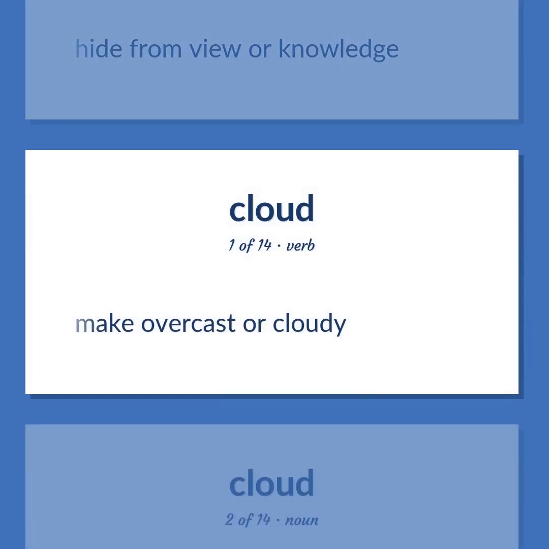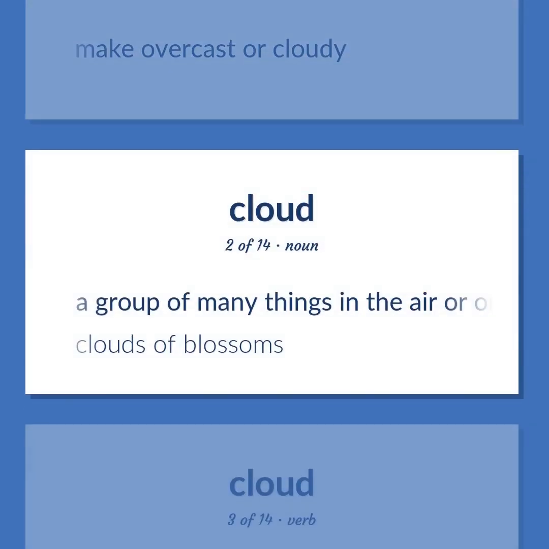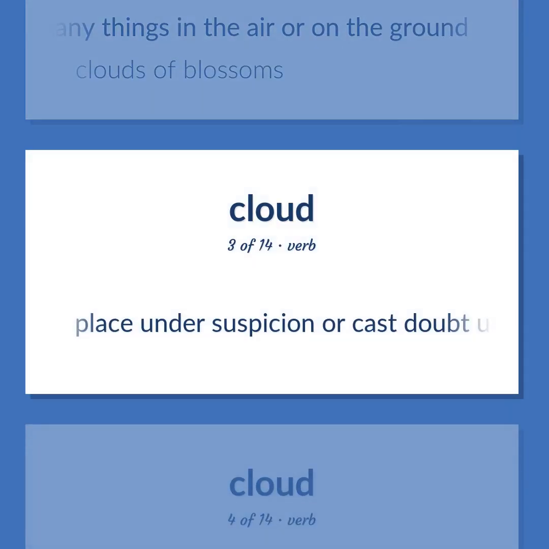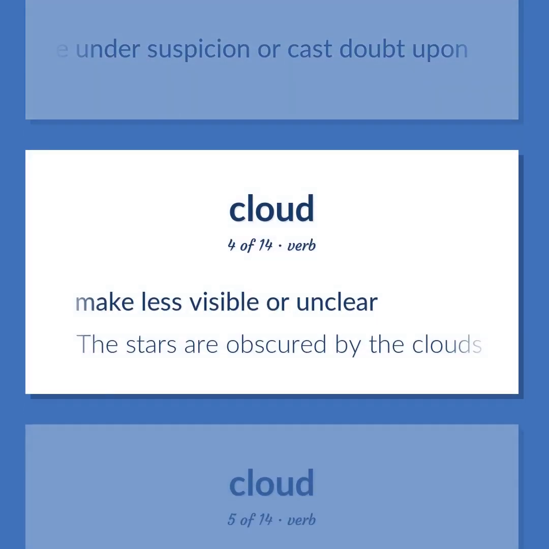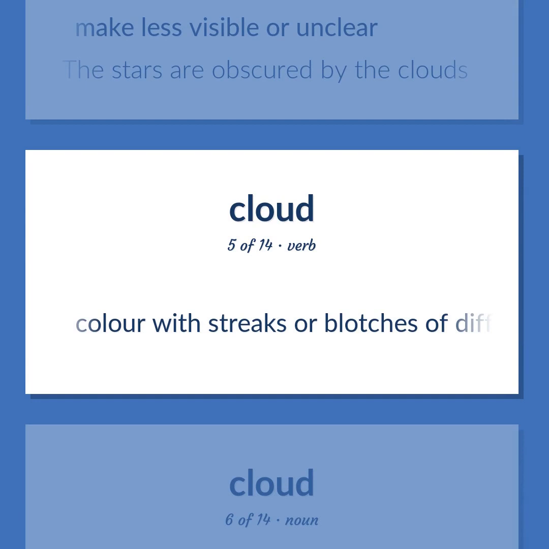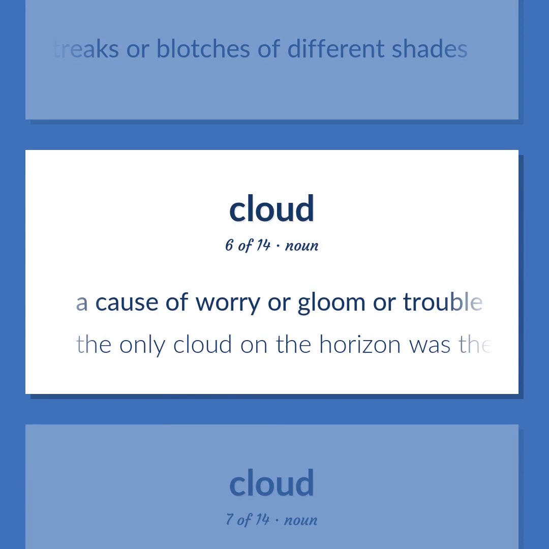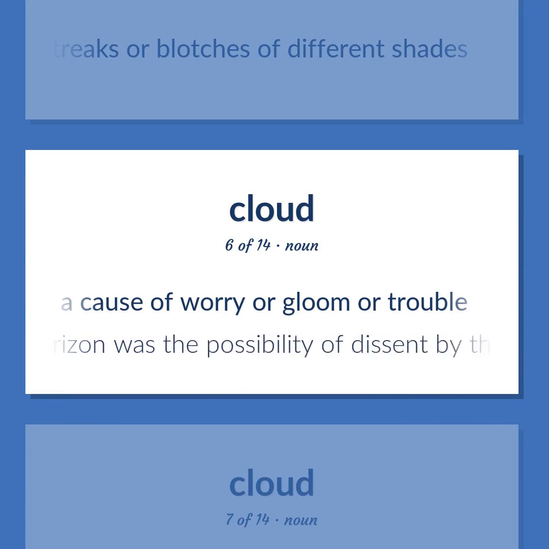Make overcast or cloudy. A group of many things in the air or on the ground. Clouds of blossoms. Place under suspicion or cast doubt upon. Make less visible or unclear. The stars are obscured by the clouds. Color with streaks or blotches of different shades. A cause of worry or gloom or trouble. The only cloud on the horizon was the possibility of descent by the French.